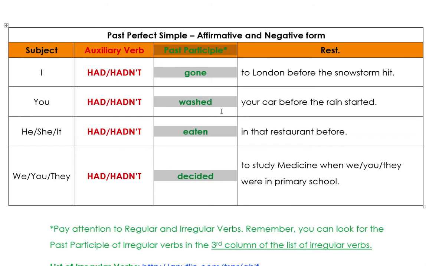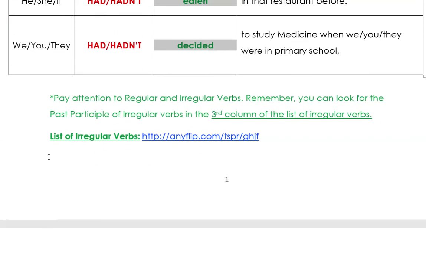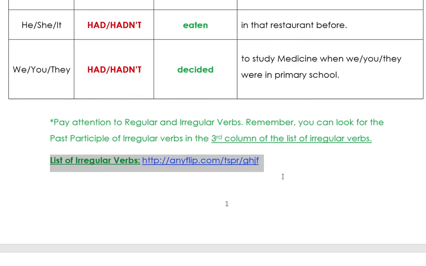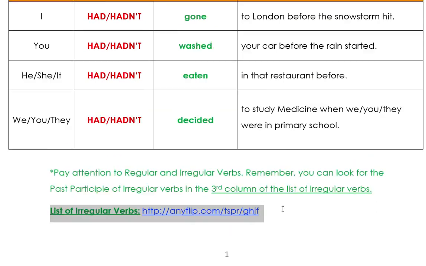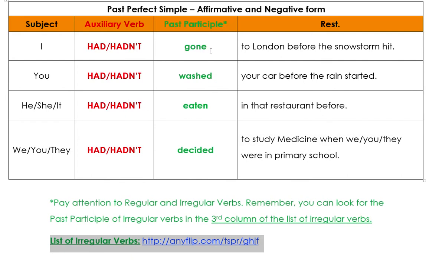If it is regular, you have to add ed. Si es regular, le agregan ed. If it is an irregular verb, you have to look for the past participle of the irregular verbs in the third column of the list of irregular verbs. Okay, here you have a link of the list of irregular verbs in case you don't have it. Okay, in this case we have the verb go that is irregular, so the past participle of go, if we check the list, is gone.